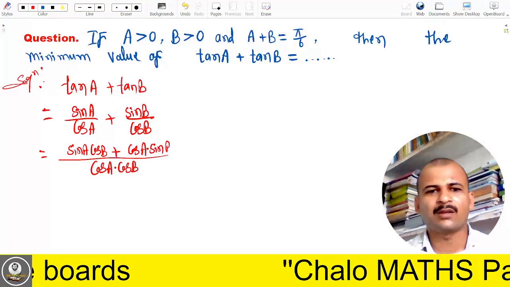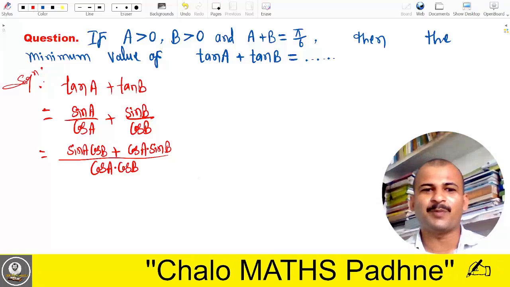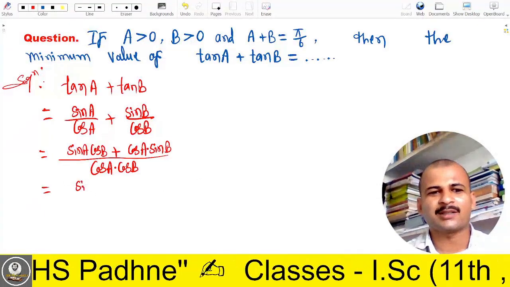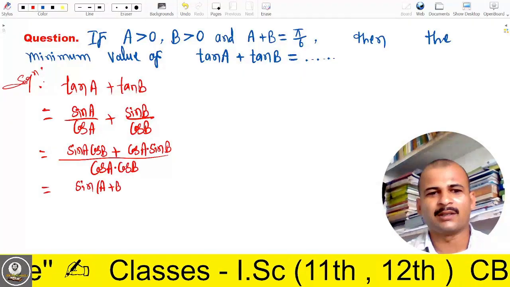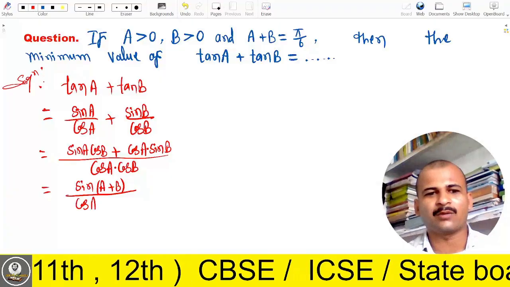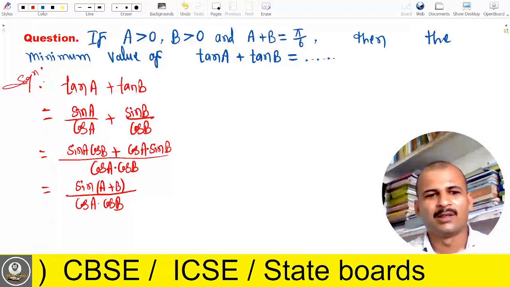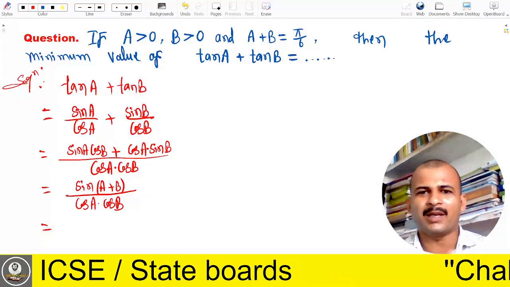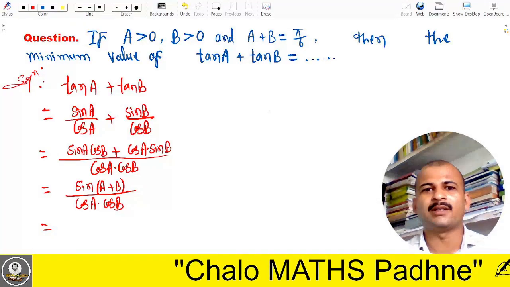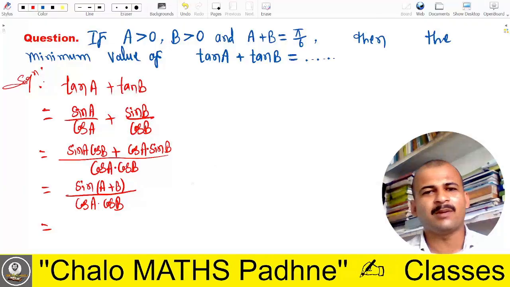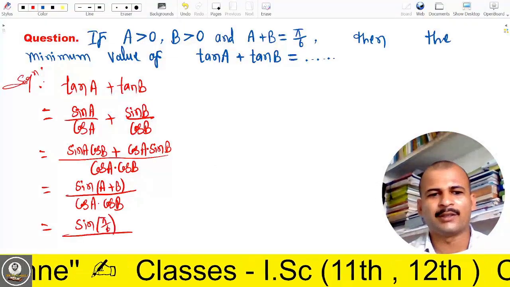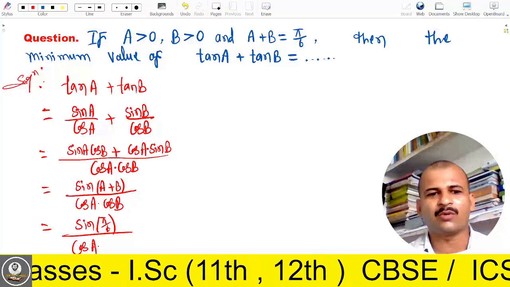Now we know that sin A cos B plus cos A sin B is equal to sin(A plus B). So we write here sin(A plus B), and in the denominator cos A into cos B. Now we are given that a plus b is equal to pi by 6, which is 30 degrees. So we write sin pi by 6, and in the denominator cos A into cos B.